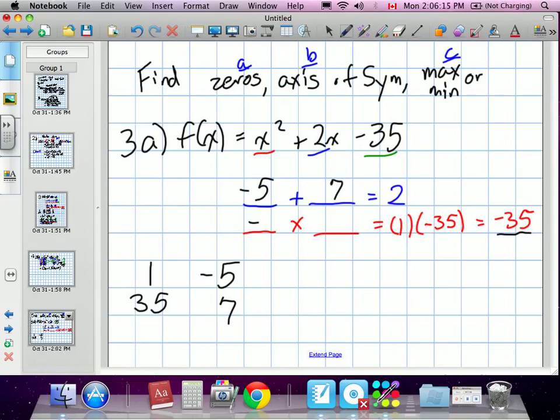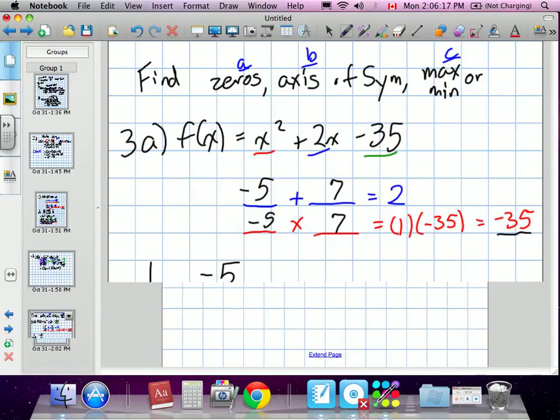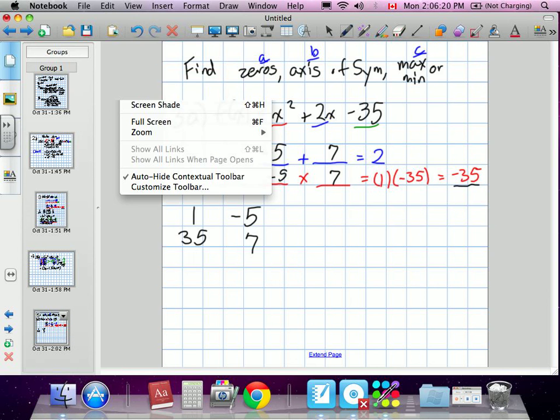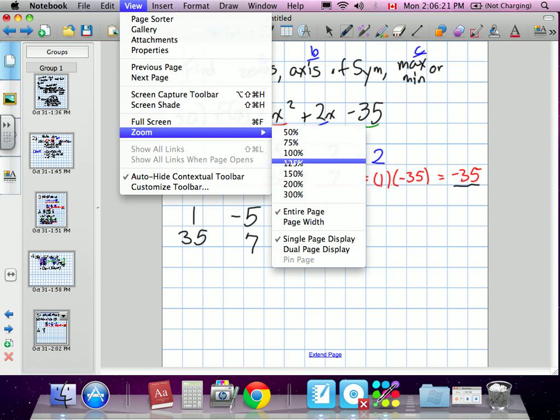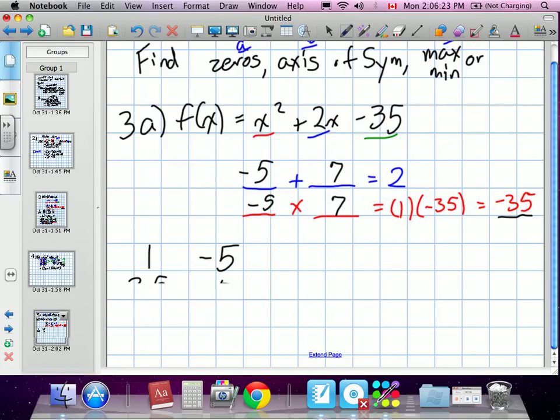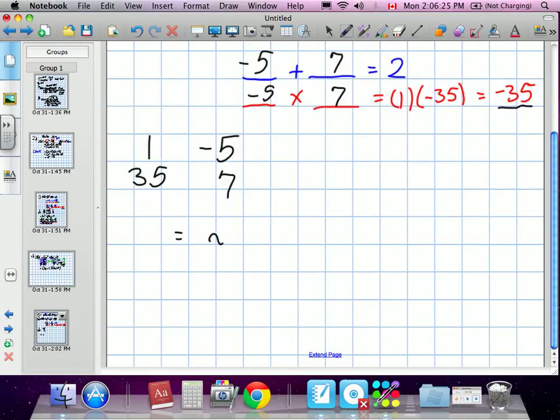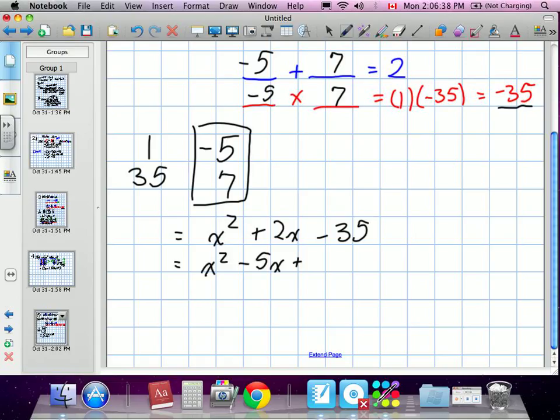I'm going to decompose them now. So I rewrite the question, x squared plus 2x minus 35. These are the two terms I'm going to split 2x into. So we get x squared minus 5x plus 7x minus 35. So all I've done is I've replaced 2x with two numbers that equal it.